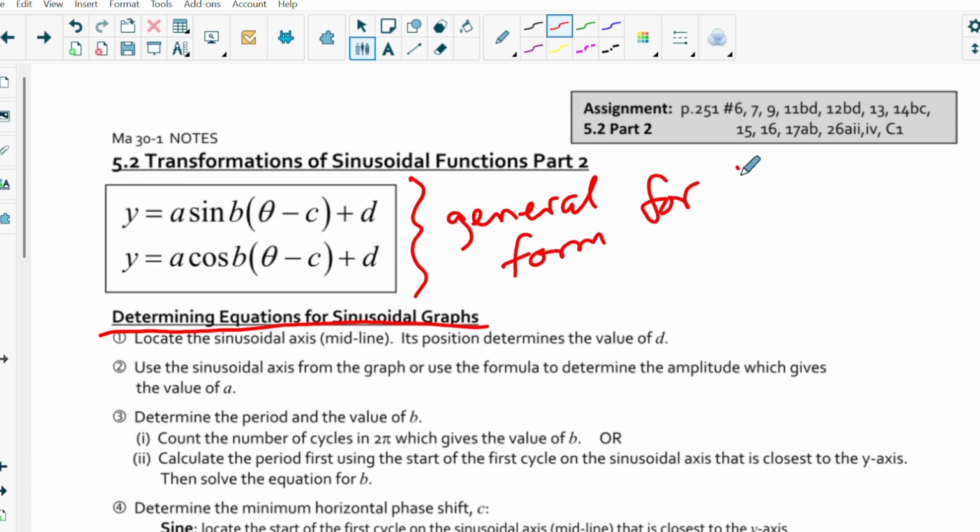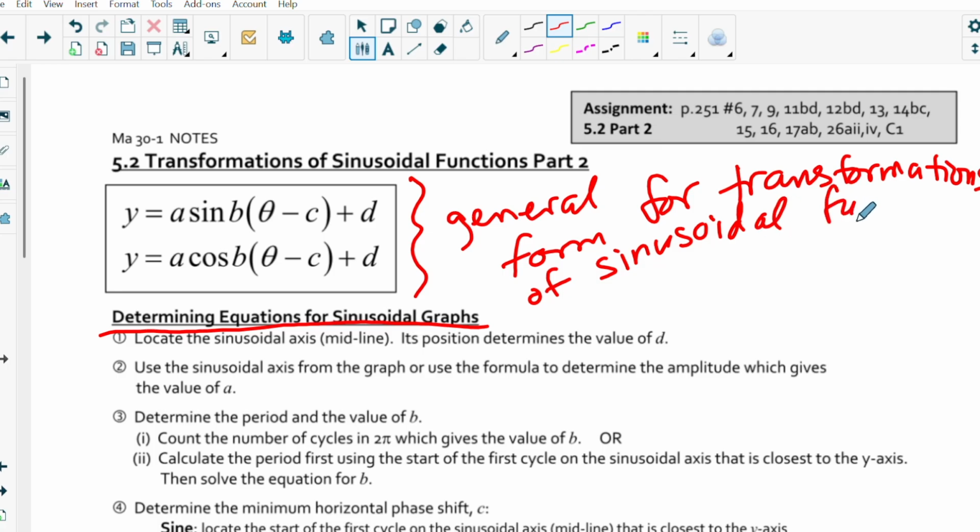for transformations of sinusoidal functions. Okay, let's just have a reminder of what each of these values means. A is your amplitude.